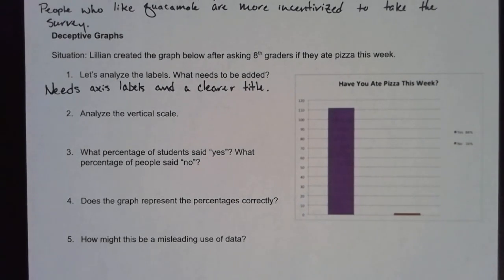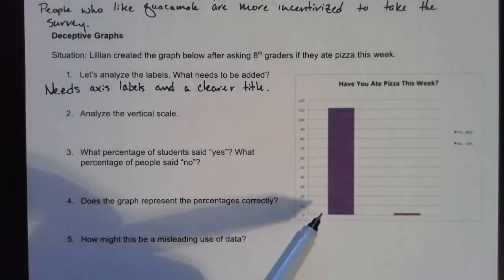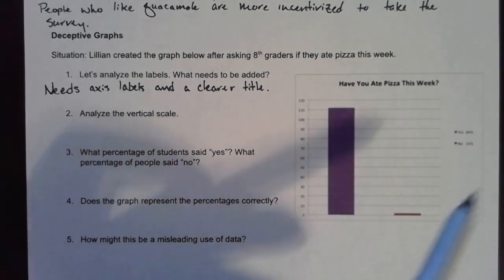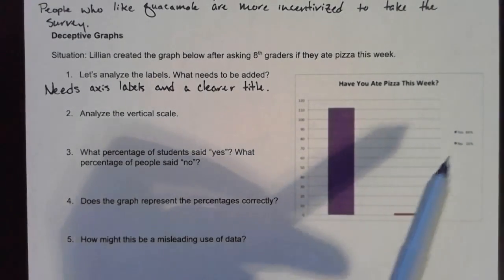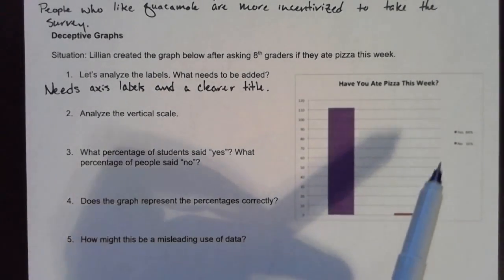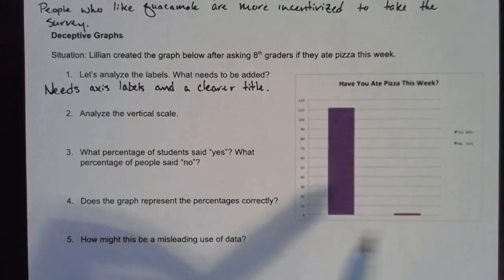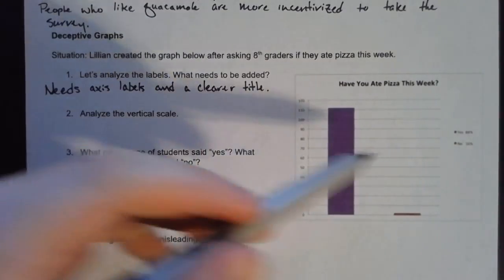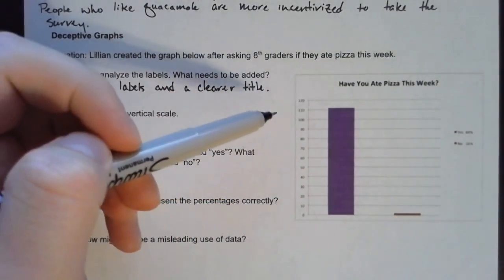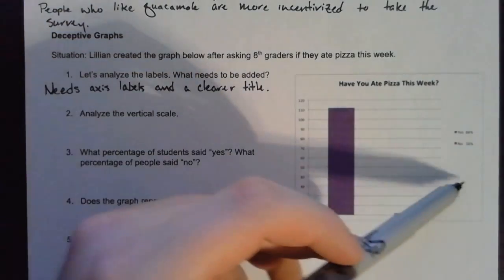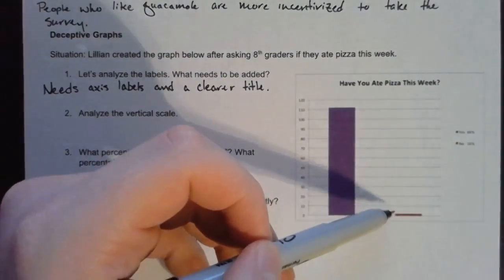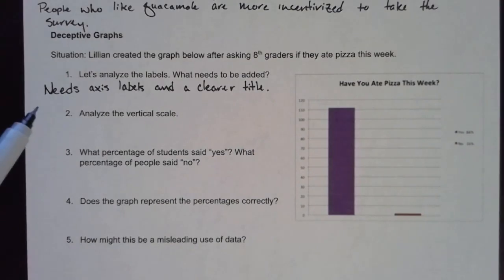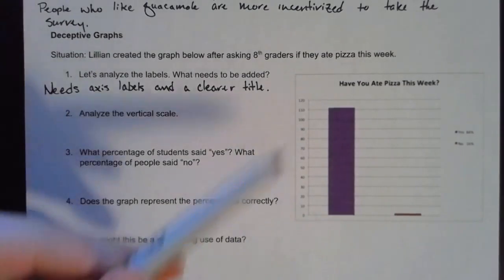So for this, I said it needs axis labels. First off, we don't know what these bars represent. We're given this over here, that purple is yes, and this red color is no, but we don't know anything based off of this. And we don't know what these numbers over here mean. We're given 84%, but then this goes up to past 110, and then this says 16%, but this barely goes past zero. So it needs axis labels. I don't know what these numbers represent.